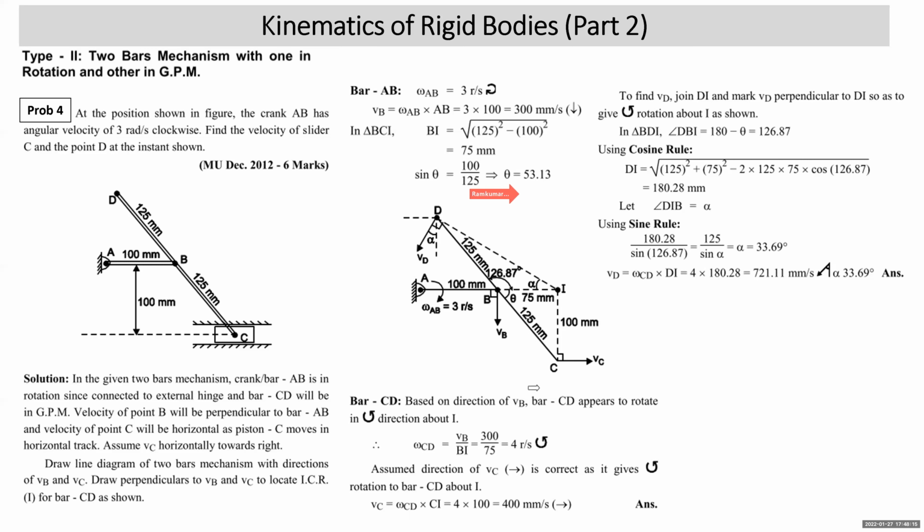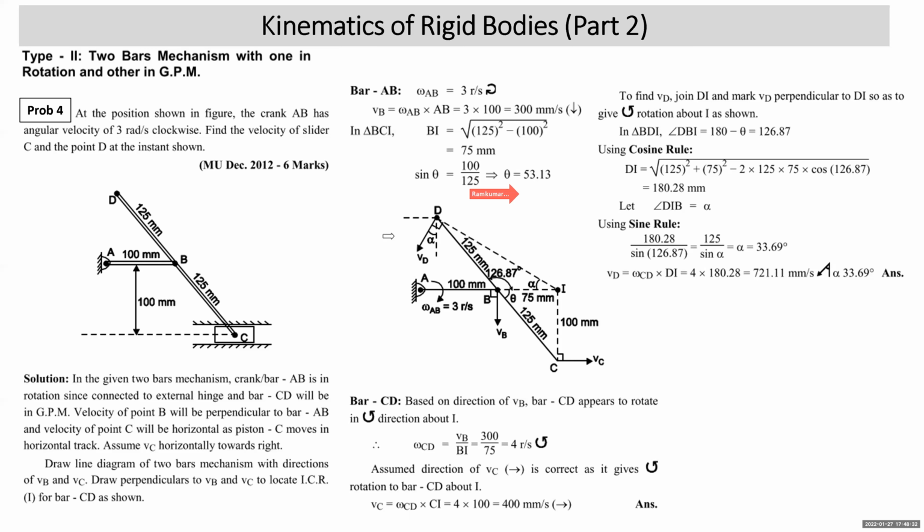To find the velocity of point C, again keep your pen or pencil at I. Look at direction of VC. Does it give anti-clockwise rotation or not? Yes. So velocity of point C will be omega CD into CI. Omega CD is 4. CI length is 100. That is 400 mm per second.